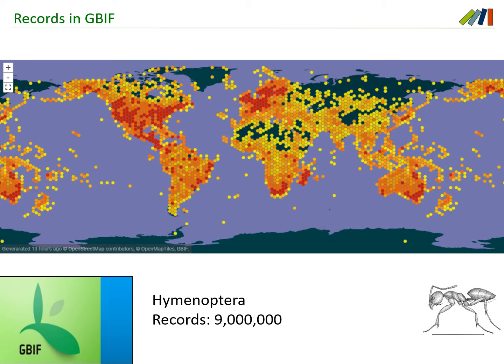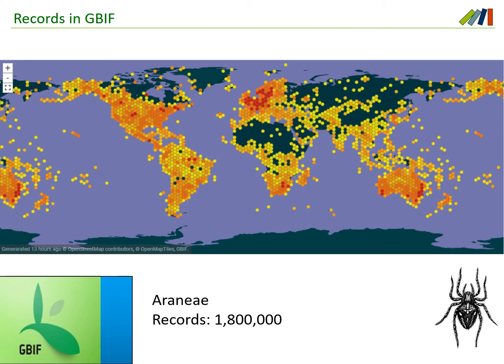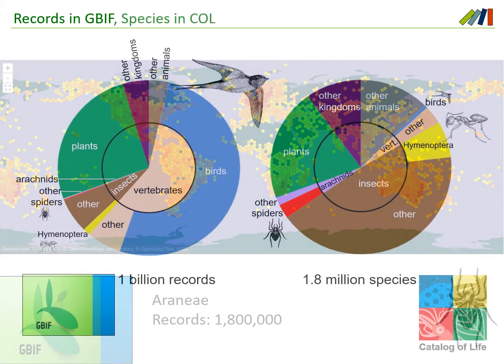Here is the order Hymenoptera with about 9 million records. This includes the ants, which are among the best of the high diversity groups for digitized species occurrence records. And here are the spiders, the group that I specialize in, with a modest 1.8 million records.